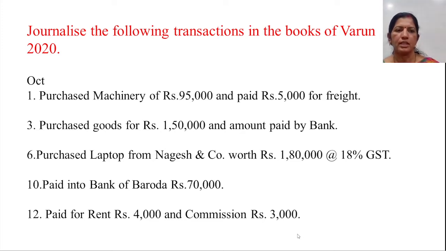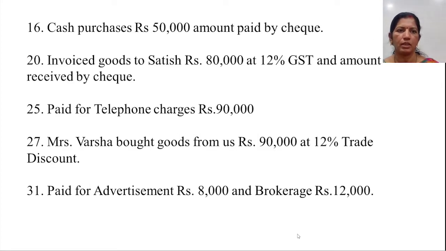2020. See the transactions. First transaction, purchased machinery of rupees 95,000 and paid rupees 5,000 for freight. Next date, third, purchased goods for rupees 1,50,000 and amount paid by bank. Next date, six, purchased laptop from Nagesh and company worth rupees 1,80,000 at 18% GST. Next date, 10th, paid into Bank of Baroda rupees 70,000. Next date, 12th, paid for rent rupees 4,000 and commission rupees 3,000.